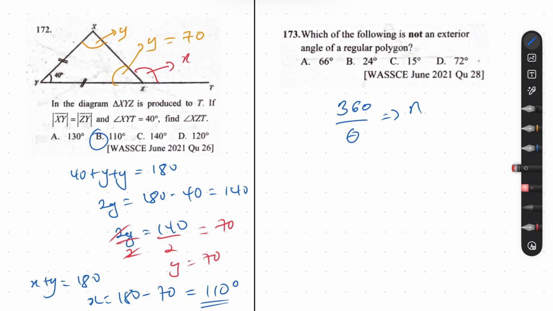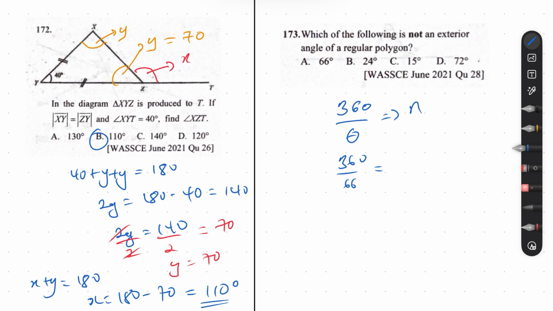Okay, cool. So that means when we divide 360 by each of these angles for a regular polygon, it should give us a whole number. So anyone that does not give us a whole number is not a polygon. All right, so let's start with the first one. The first one is A. So 360 over 66 should give us a whole number. Let's divide that and see.